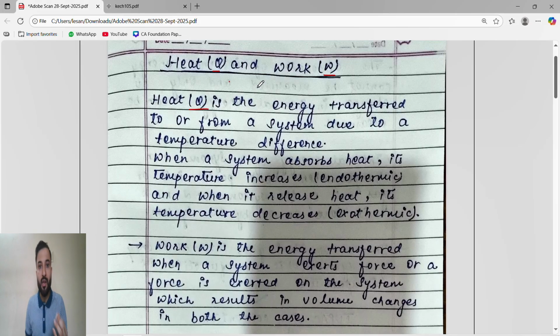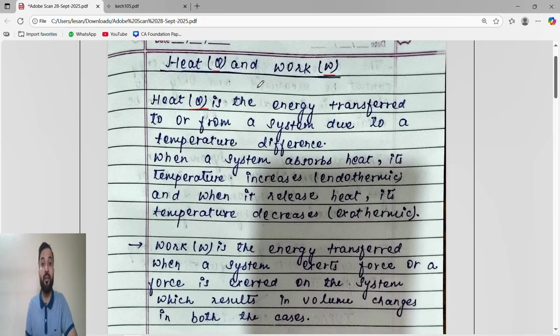So there are two things. First, the system will absorb heat. Second, the system will release heat. We will talk totally with regard to the system. In a very rare case we would say heat is released from surroundings to system. So the two things we will say are: heat absorbed by the system and heat released by the system.